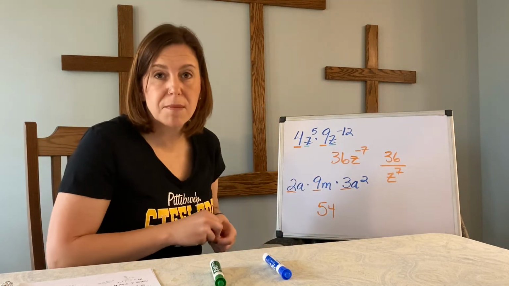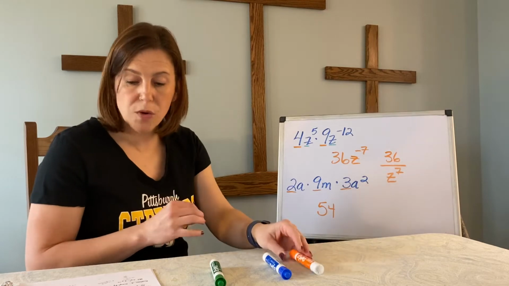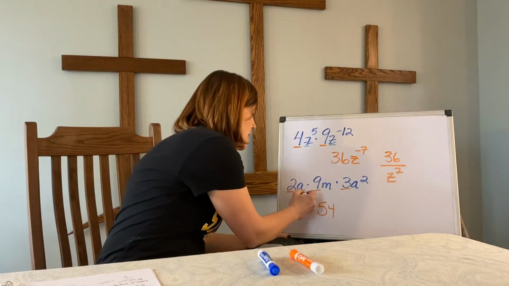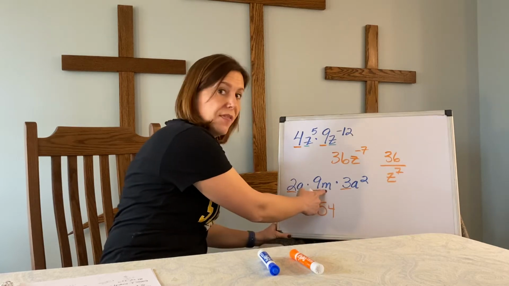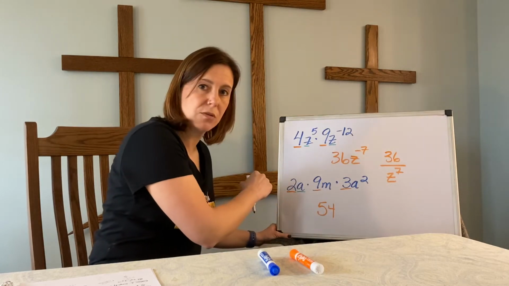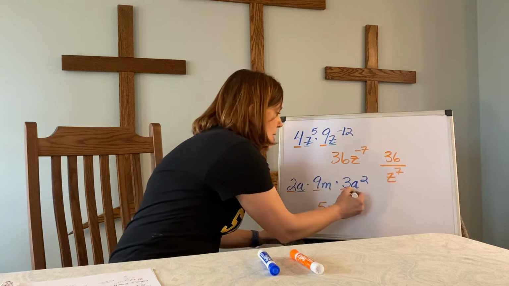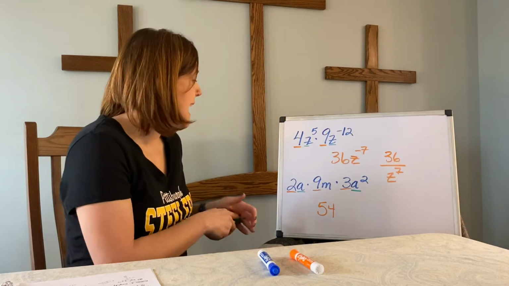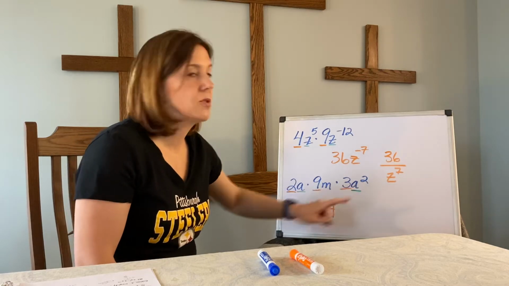Then I'm going to look at my variables, and I'm going to notice right away that I have an A, an M, so they're not the same. I cannot apply my power rule to that at all, but only my A's will work right now. So I have an A times A squared.